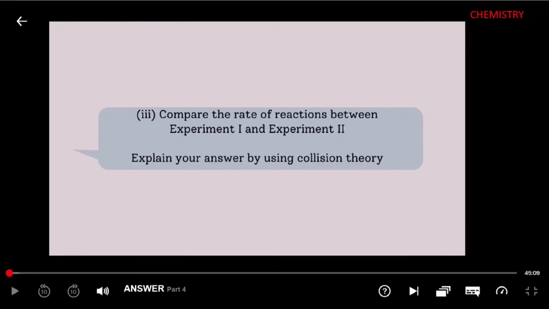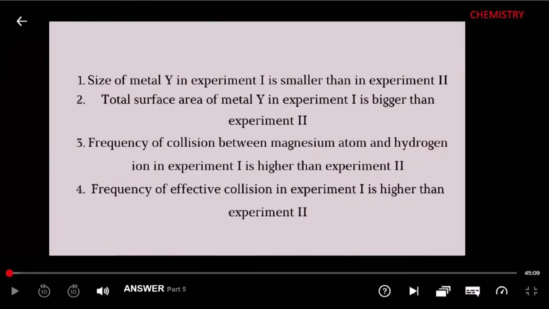3. Compare the rate of reaction between experiment 1 and experiment 2. Explain your answer by using the collision theory. Size of metal Y in experiment 1 is smaller than in experiment 2. As you can see, total surface area of metal Y in experiment 1 is bigger than experiment 2. Frequency of collision between magnesium atom and hydrogen ion is higher in experiment 1 than in experiment 2. Frequency of effective collision in experiment 1 is higher than experiment 2.